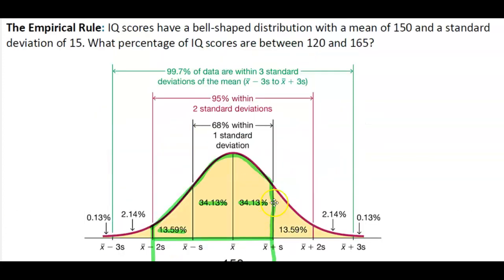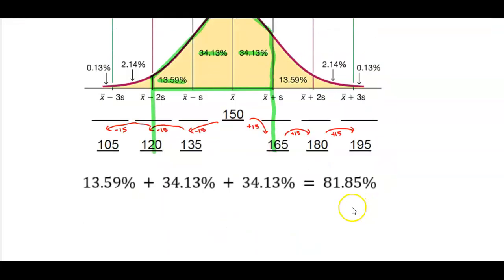So then we would say that the percentage of IQ scores that are between 120 and 165 would then be 81.85%.